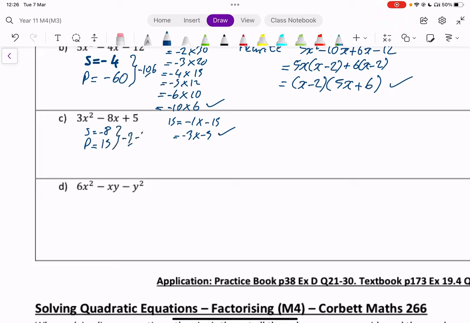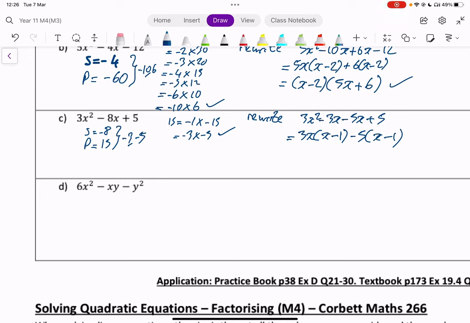So our two numbers are minus 3 and minus 5. So we'll rewrite our expression. It was 3x squared minus 3x minus 5x plus 5. And then we'll factorize completely. So I can pull out a 3x, leaving me x minus 1. Over here, I'll pull out a minus 5. And that gives me x minus 1.